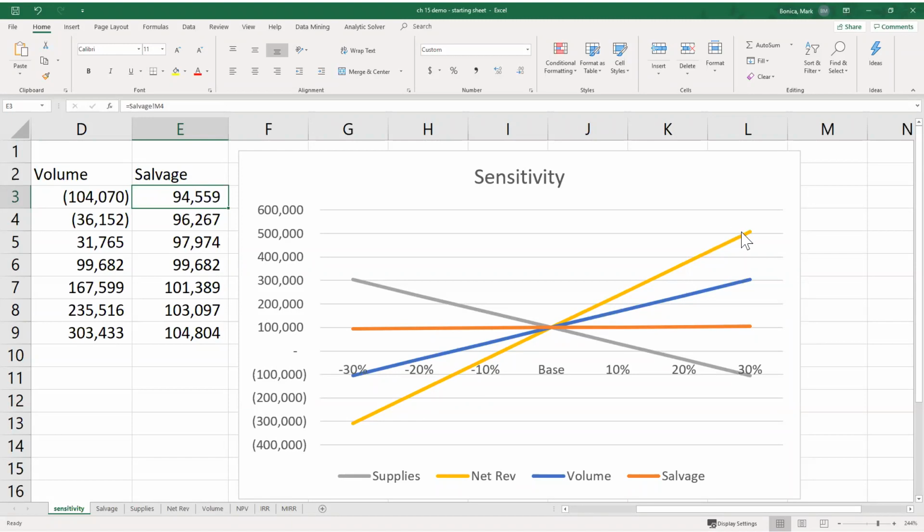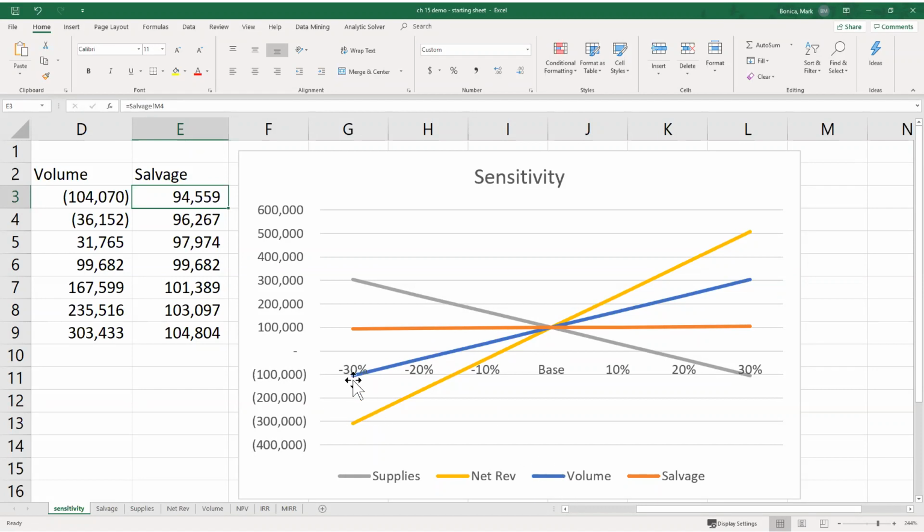And so, as a manager, the insight that this gives you is you've got to really pay close attention to the net revenue. If you were going beyond just the initial financials and you were going to launch this project, the thing you would want to monitor most closely would be net revenue, and you just really wouldn't worry that much about salvage. You could be wrong, you could be right. It didn't really matter that much. Just not going to have that much impact.